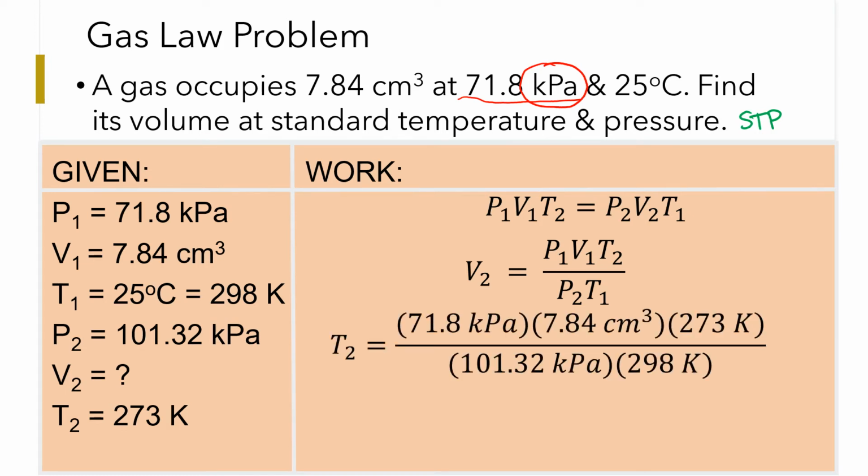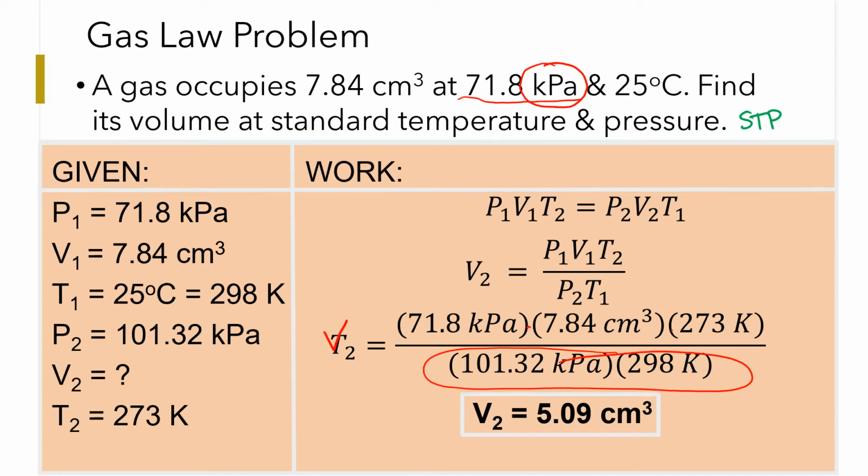So plugging in my numbers, I multiply. Any number you see on the bottom, if you want to type it in your calculator in one go without writing anything down, I would just simply multiply all the numbers on top. Then for the bottom numbers, I would push the divide button. So divide 101.32 and then divide 298. When we do that, we should get 5.09 centimeters cubed. And that is our answer, y'all.